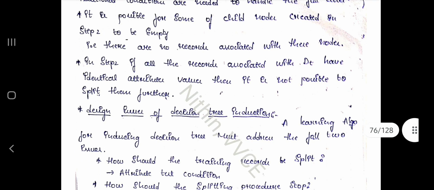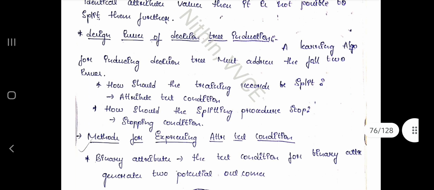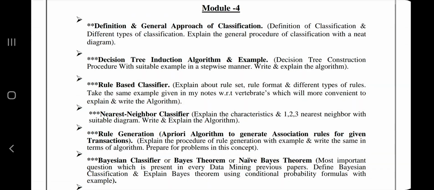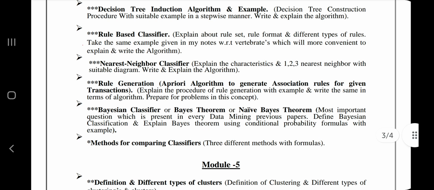So that was about the decision tree algorithm, and here you will be using 2 things: the attribute testing values and the splitting stopping condition. These things I'll discuss in detail in a separate video. That's all for now, and let's move on to the rule based classifier.